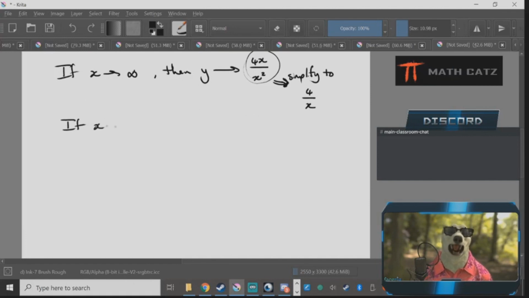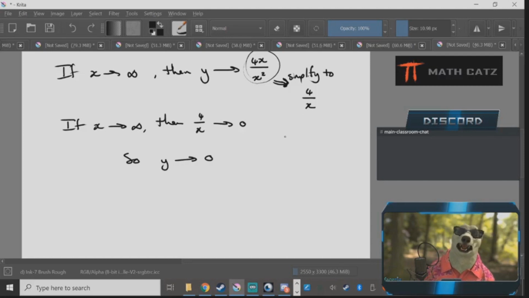Well, if x approaches infinity, then what happens to 4 over x? We've discussed this yesterday. It's going to go to 0. And so y is going to approach 0. Y behaves like the ratio of leading terms that I can simplify to make it easier for myself.